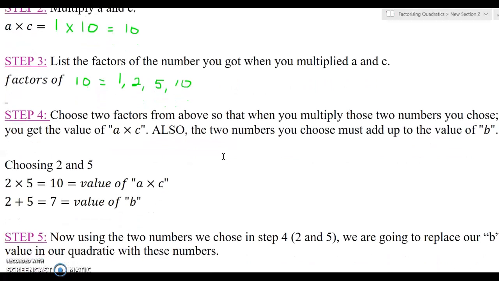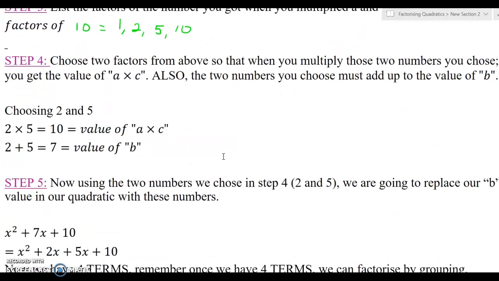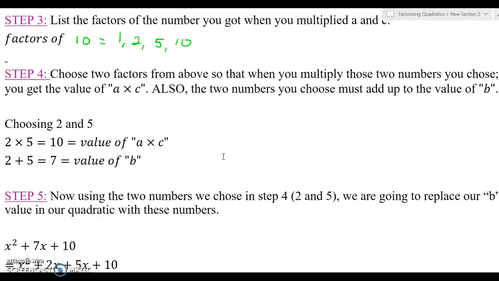Now I already wrote in the pieces for these steps here, right? So I'm just going to go through it together. So step 4 now, choose 2 factors. Listen to this. Choose 2 factors from above, so that when you multiply those 2 numbers you choose, you get the value of a times c, and the 2 numbers you choose must add up to get the value of b. So let's look at this again, right?